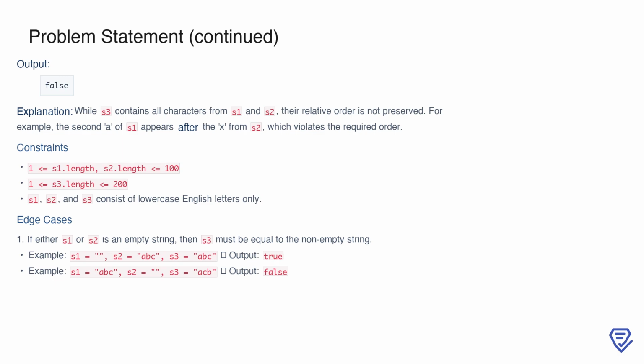Now, let's look at some constraints and edge cases to better understand the problem. First, if either S1 or S2 is empty, then S3 must exactly match the non-empty string. For example, if S1 is an empty string, S2 is ABC, and S3 is also ABC, the output is true. However, if S3 is ACB, the output is false because the order of characters in S3 does not match that of S2. Similarly, if the length of S3 differs from the combined lengths of S1 and S2, the output is automatically false since it's impossible for S3 to be a valid interleaving in that case.